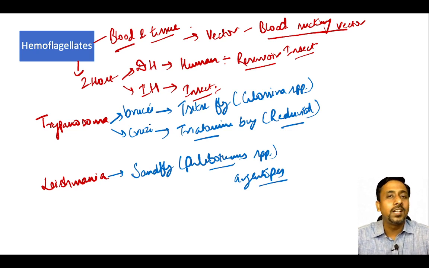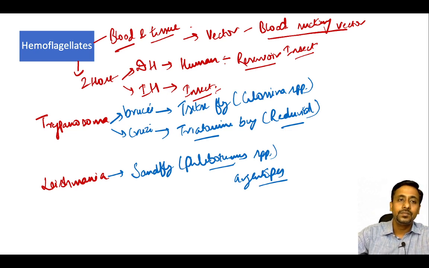So hemoflagellates have two hosts, one insect host and one human host. Out of these, human hosts are definitive hosts because they are the reservoir, and insect hosts transmit the disease from one person to another by sucking the blood of the infected person. In Trypanosoma brucei, the insect host is the tsetse fly, Glossina; in Trypanosoma cruzi, the triatomine bug or reduviid bug. In Leishmania, the sandfly, that is Phlebotomus species.